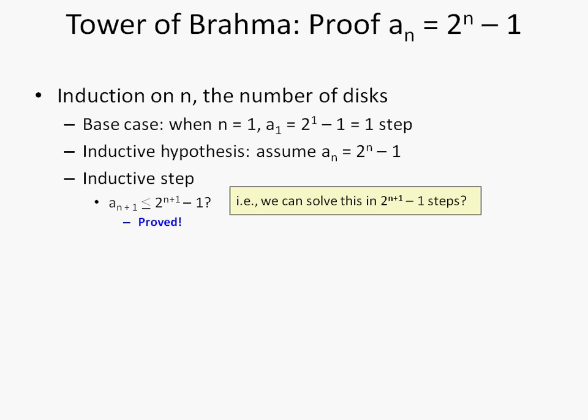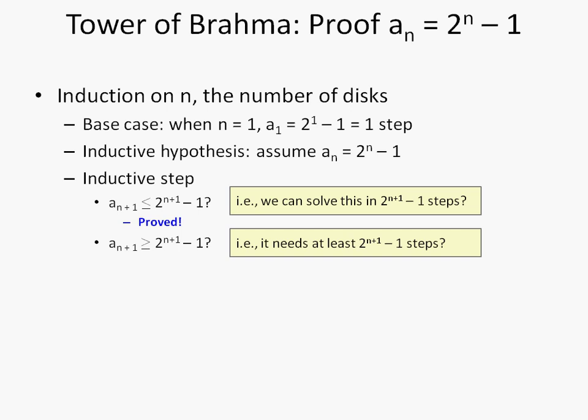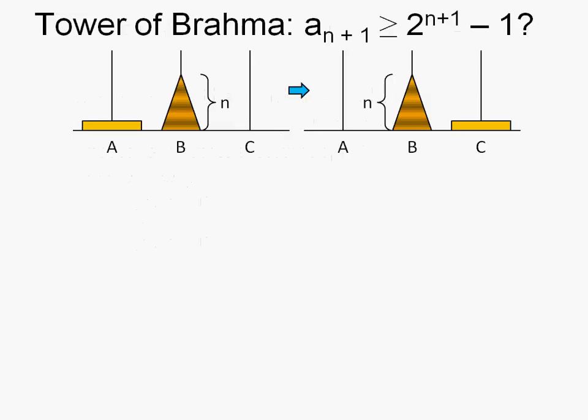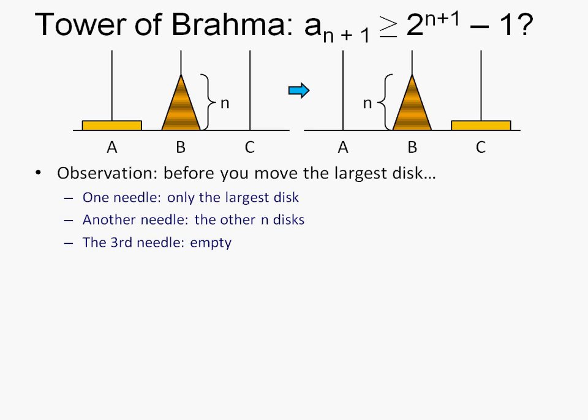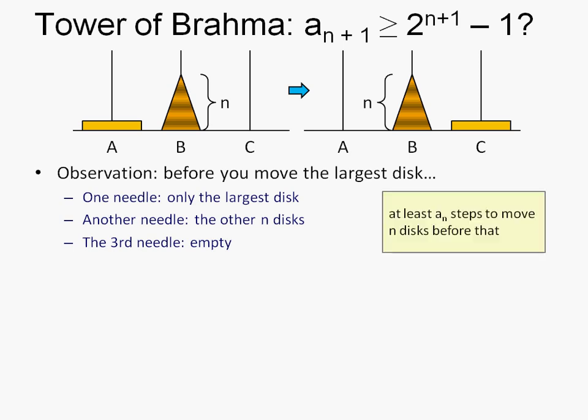So the next step is we want to prove that a(n+1) is greater than or equal to 2 to the power of n plus 1 minus 1, which means we want to prove that it needs at least 2 to the power of n plus 1 minus 1 steps. So we can have an observation again that before you move the largest disk, on one needle there must be only the largest disk, and on another needle there are n disks, and the third needle is empty. So it means we need at least an steps to move n disks before that.